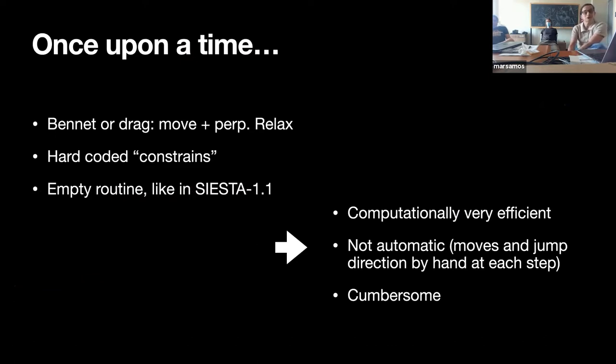I don't know if you remember; the oldest probably remember, I remember, I did it in my PhD. When you wanted a reaction barrier, in the past, what was used was called the Bennett method, or the drag, which was simply to move by hand an atom along a kind of jump direction or reaction direction, and then perform a constrained relaxation with a perpendicular relaxation. Sometimes these things were hard-coded in the early versions of some codes. Other times it was proposed like an empty routine, as was the case for Siesta 1.1, which means 20 years ago.